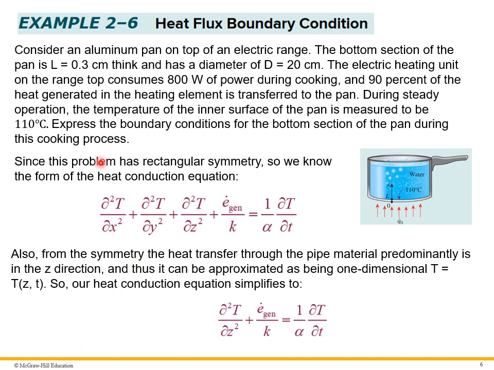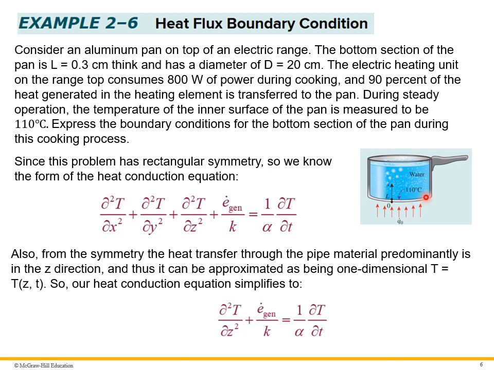Let's take a look at Example 2.6. We have an aluminum pan on top of an electric range. The bottom section of the pan has a thickness L of 0.3 centimeters. It has a diameter of 20 centimeters all the way across. The electric heating unit on top of the range consumes 800 watts, and 90% of the heat generated in the heating element is transferred to the pan. During steady state operation, the temperature of the inner surface of the pan is measured to be 110 degrees C. Express the boundary conditions for the bottom section of the pan during the cooking process.